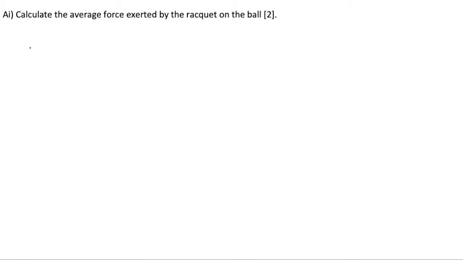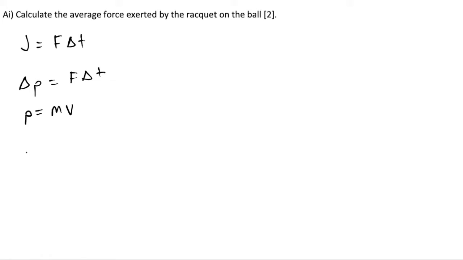Let's recall, what is the formula for impulse? J is equal to average force times time. But impulse can also be written as the change in momentum. So we can say delta momentum is equal to average force times the change in time. And of course, we know the formula for momentum is p equals mass times velocity.